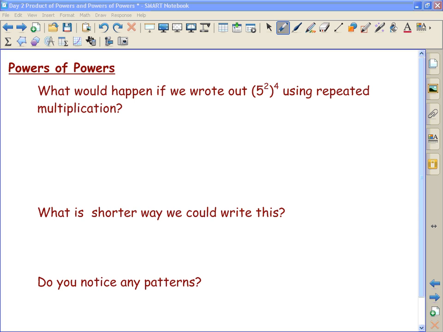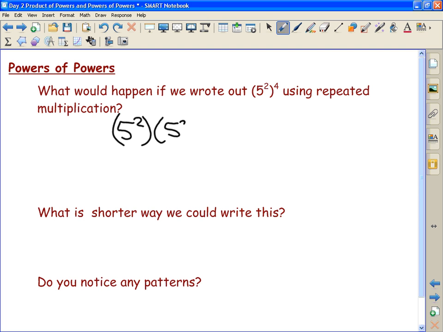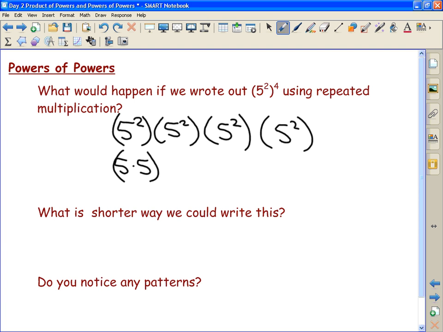Now, I'm going to do this really slowly, and I know it's going to seem tedious, but I think this is the best way to show you the pattern. So if I write 5 to the second 4 times, I'm going to get 5 to the second times 5 to the second times 5 to the second times 5 to the second. Now inside each of those parentheses, 5 to the second means 5 times 5. So I have 5 times 5 times 5 times 5 times 5 times 5 times 5 times 5.